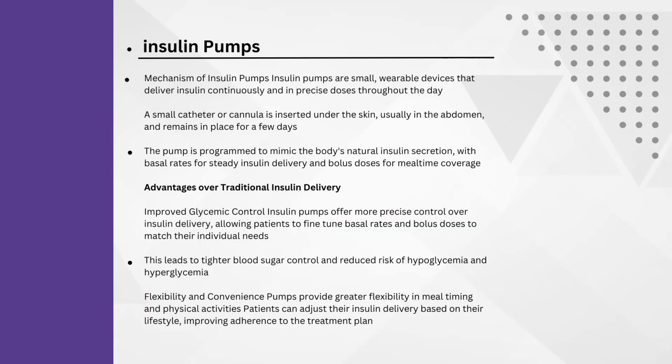Now, we discuss the mechanism of insulin pumps. Insulin pumps are small wearable devices that deliver insulin continuously and in precise doses throughout the day. A small catheter or cannula is inserted under the skin, usually in the abdomen, and remains in place for a few days. The pump is programmed to mimic the body's natural insulin secretion with basal rates for steady insulin delivery and bolus doses for mealtime coverage.